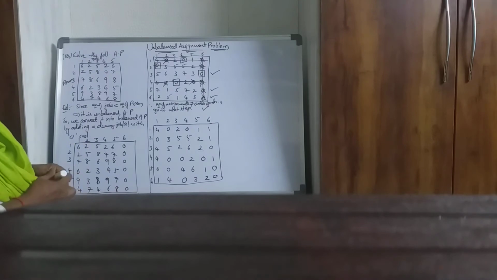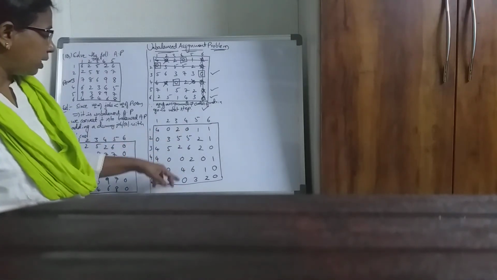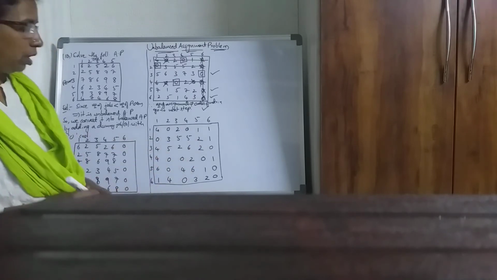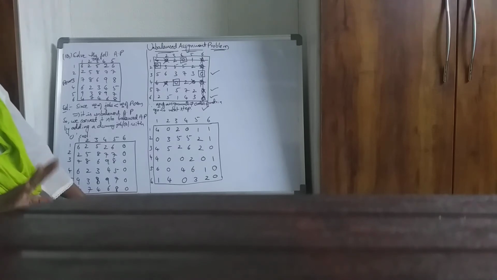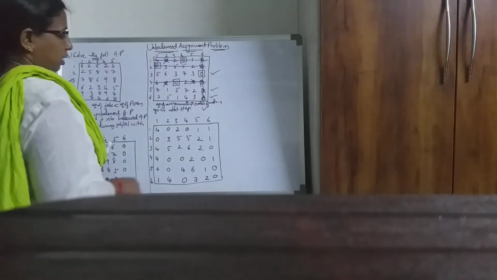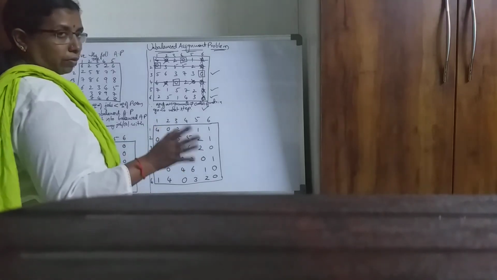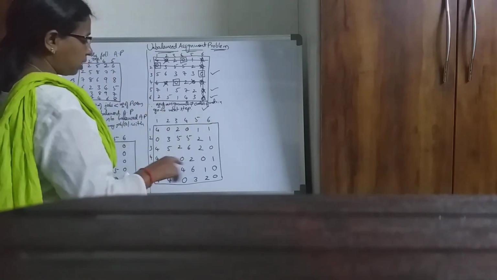Now again check whether each row and each column is having at least 1 zero. Yes. If any of the row or any of the column doesn't have 1 zero, then you have to select minimum of that row or column and subtract it from all other elements of that row. So here now make the assignments, because each row and each column is having at least 1 zero. First row you have 2 zeros, don't make any assignment.